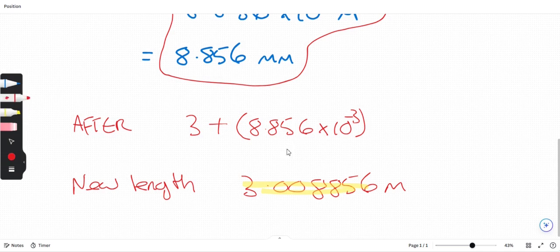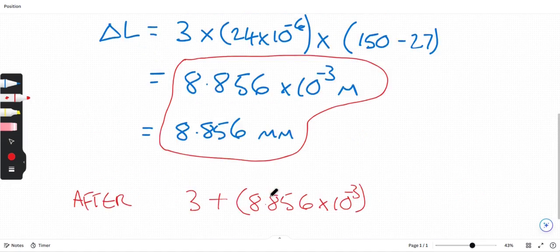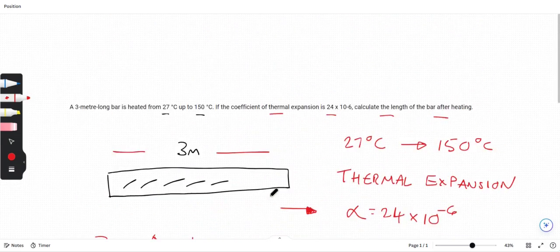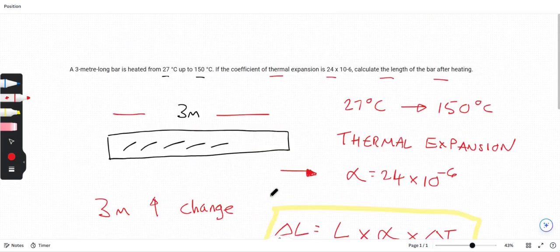Okay, so that's the question done. The answer is 3.008856 of a meter. It's expanded by just under 9 millimeters. So that's that question done.